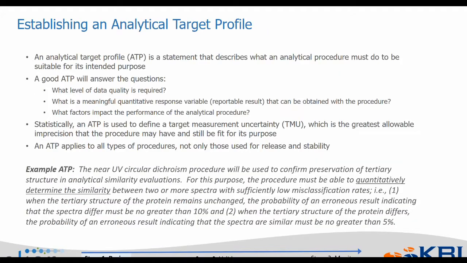Okay, so establishing an analytical target profile. I think the first question here that many of you have is, what is an analytical target profile? You can think of it as a statement that describes what an analytical procedure must do to be suitable for its intended purpose. There are a lot of various elements that a good ATP must have. I've listed 3 questions here. The first is, what level of data quality is required? And we can be very specific here in terms of exactly what signal to noise level is necessary. What is a meaningful quantitative response variable or reportable result that can be obtained with the procedure?